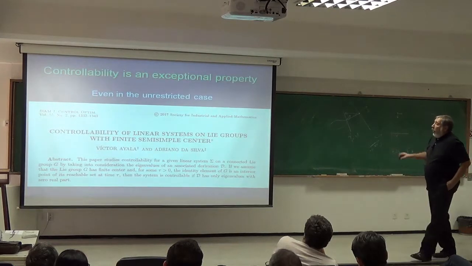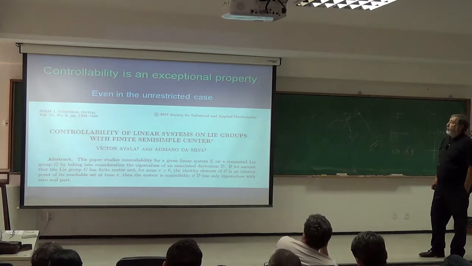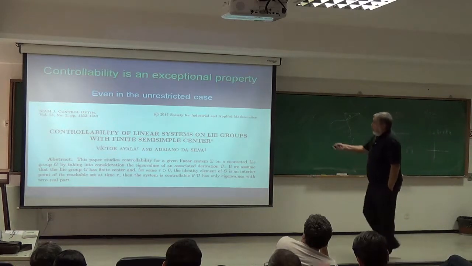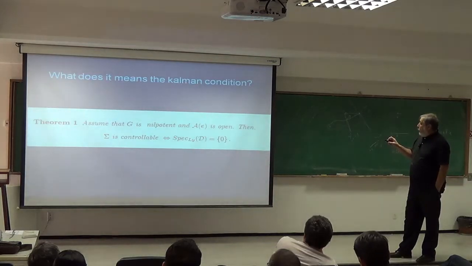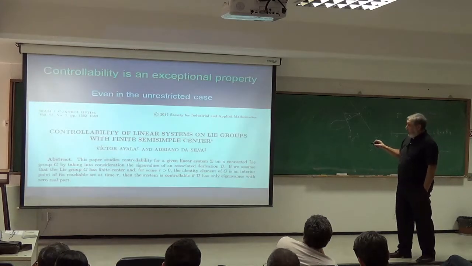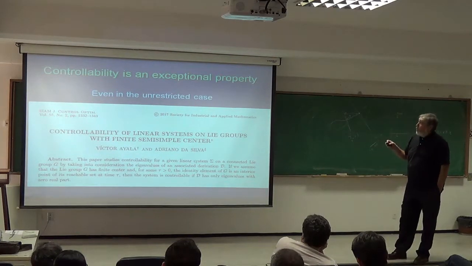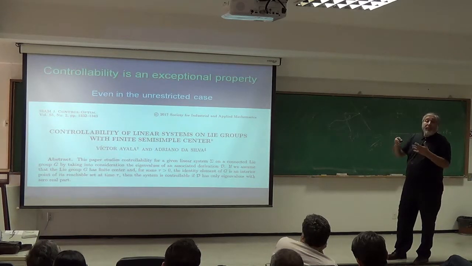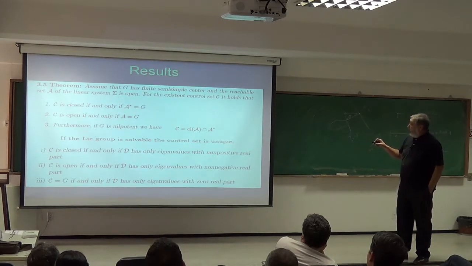Okay. Again, controllability is an exceptional property even in the unrestricted case. We published recently, well, 2 years ago, to obtain for this kind of Lie groups something similar, but this condition implies controllability, not the opposite. It's not equivalent. And we need to assume something about the group we call finite semi-simple center, which means all the semi-simple groups have a finite center, right? With this condition, we prove the same result that I explained, and a little bit more.